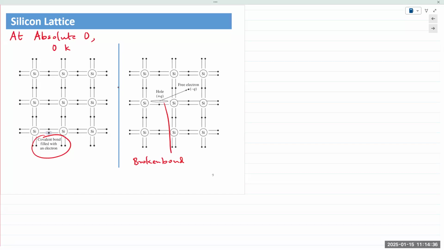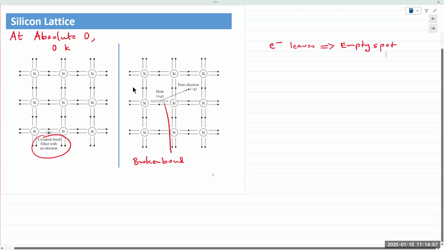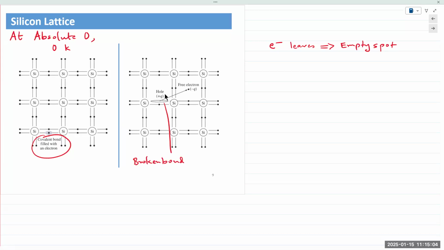So when an electron moves out, we have an empty spot left in its place. The electron leaves, which results in an empty spot, and that empty spot is known as a hole. Now, because a large number of electrons have come out of their spaces, there are equal numbers of electrons and holes in the lattice structure.